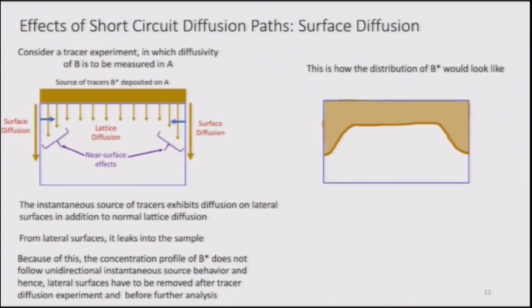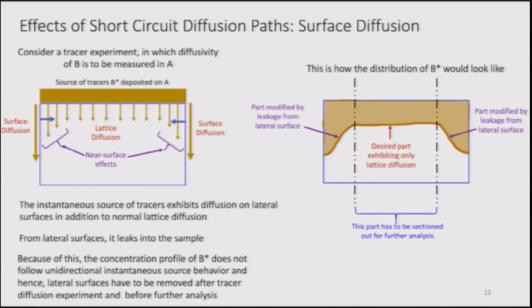So, I have shown the typical diffusion profile that would look in a tracer diffused sample here. So, this is the desired part exhibiting only lattice diffusion, which is at the center, and towards the edges the profiles are modified by the leakage from lateral surfaces. And so, before we analyze further, we have to cut the two surfaces.